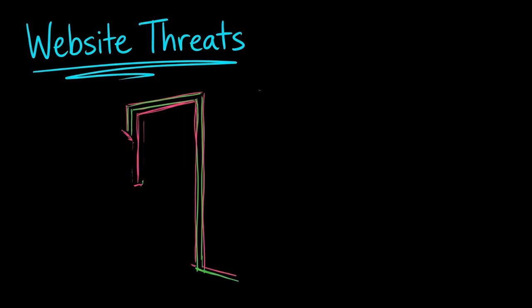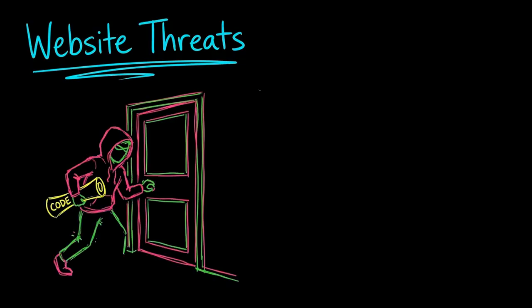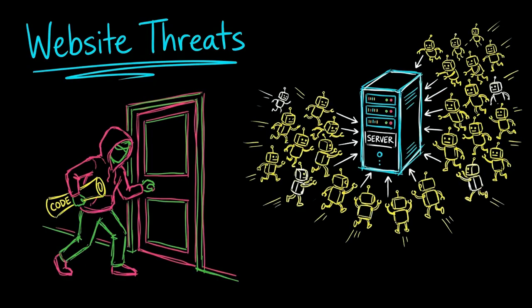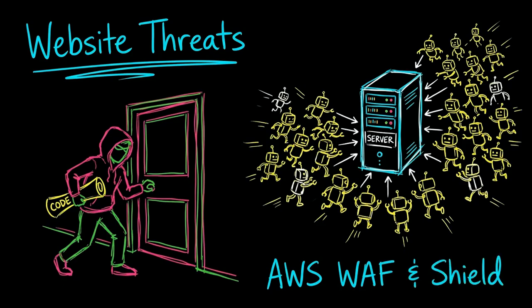Your website faces two very different types of threats. Sometimes a hacker tries to sneak a malicious piece of code through your front door. Other times, a million bots try to rush the door all at once just to crash your server. Today, we're learning how to stop both using AWS WAF and AWS Shield.